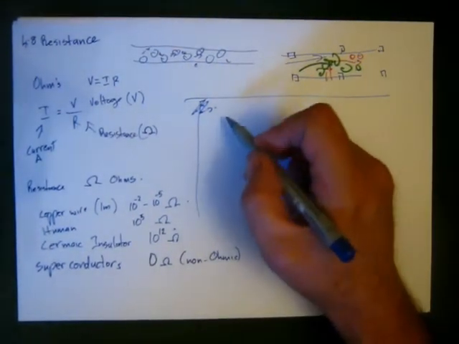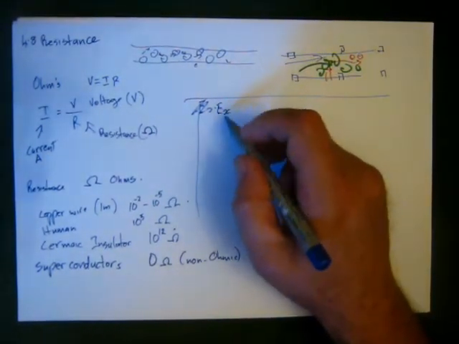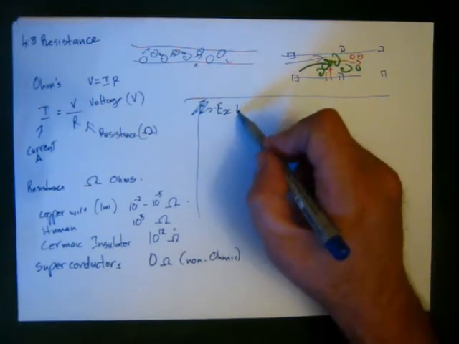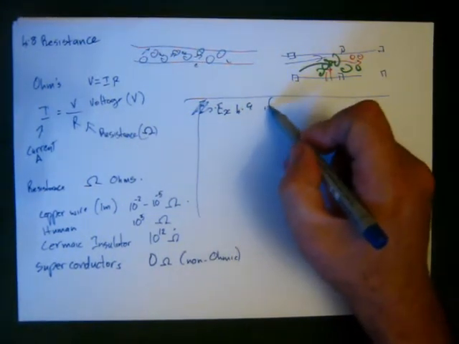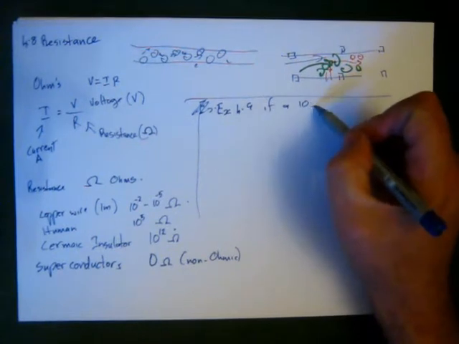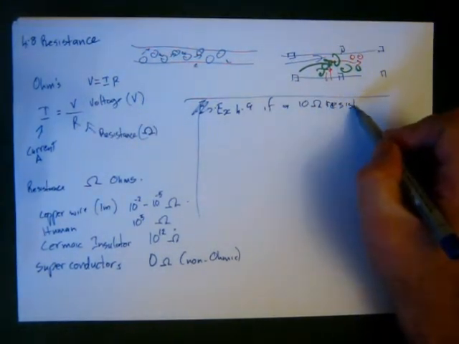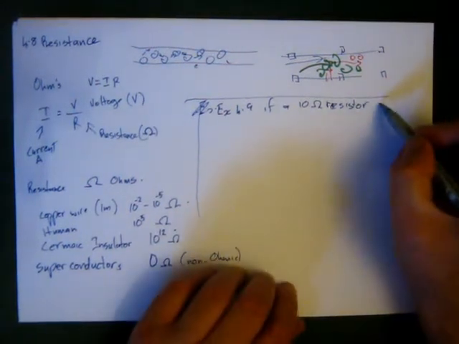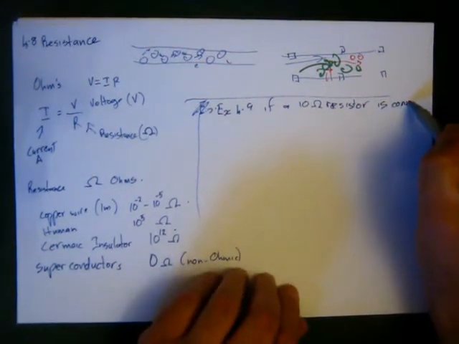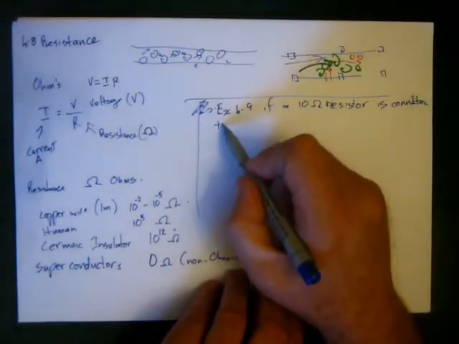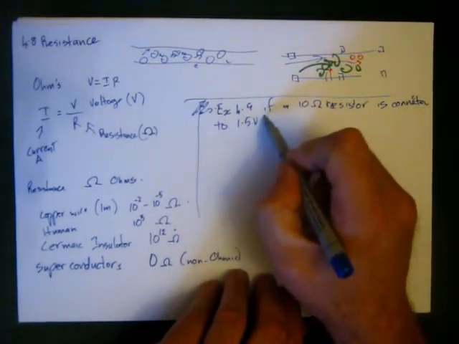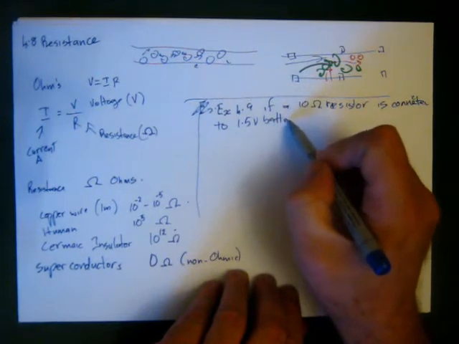Example 4, or exercise 4.9. If a 10 ohm resistor is connected to a 1.5 volt battery, what is the current?